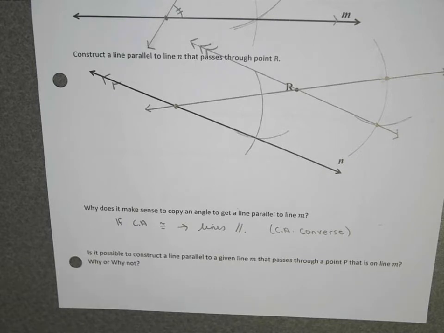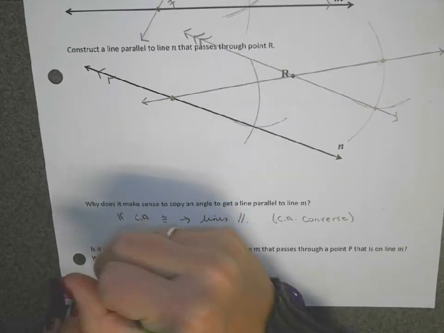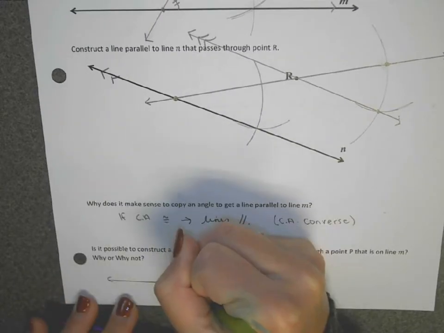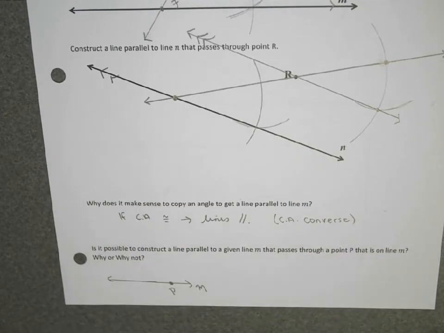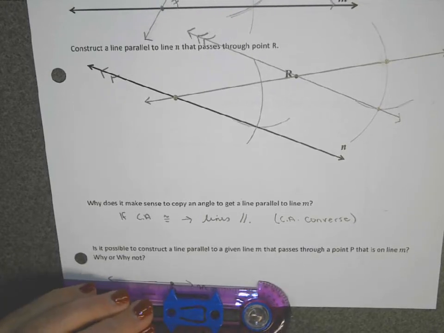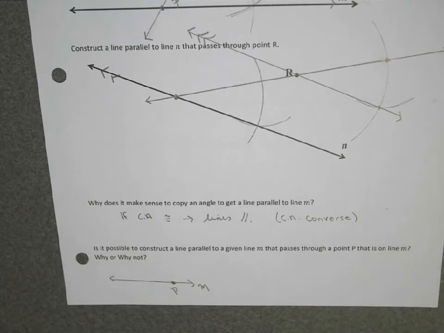Is it possible to construct a line parallel to a given line M that passes through a point P that's on line M? So let's kind of draw this. We have a line M here, and P is on line M. Would it be possible to construct a line parallel to M that goes through P? No, because P is on the line M. If you draw another line through P, it would have to intersect M because it's on M. And parallel means that they never intersect, so that would not be possible.